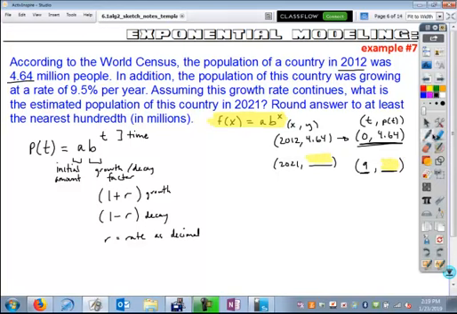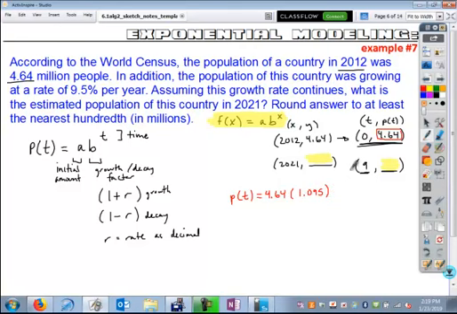Okay, so what I can do now is go back into this form right here and create an equation. So I can say that P of t is equal to my initial amount, which was what? Here's my initial amount, 4.64, times my growth factor. So is this growing or decreasing? Growing. So it's 1 plus 9.5% as a decimal would be, okay, so I'm just going to call it 1.095. Okay, so there's my 9.5%.